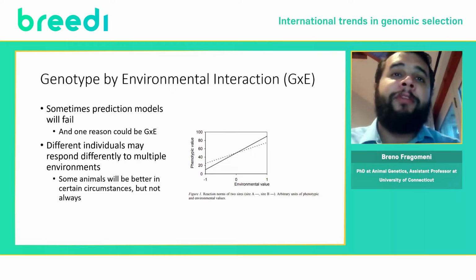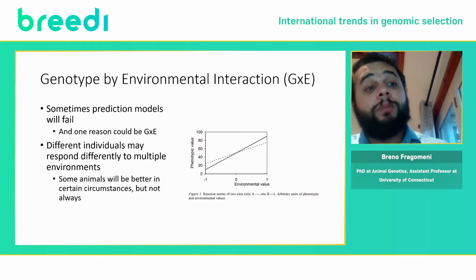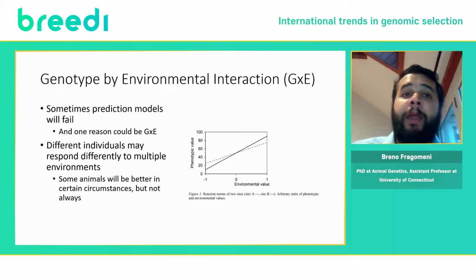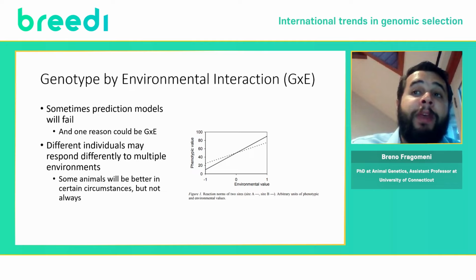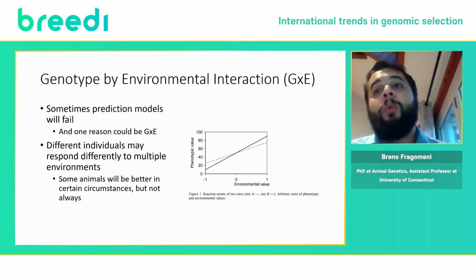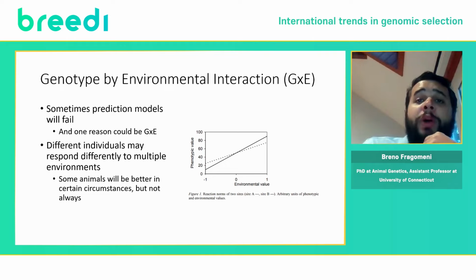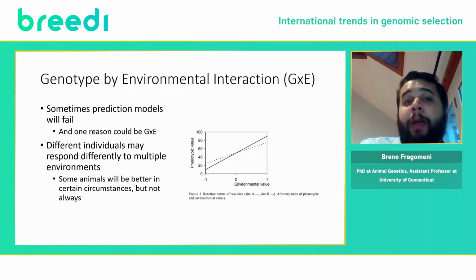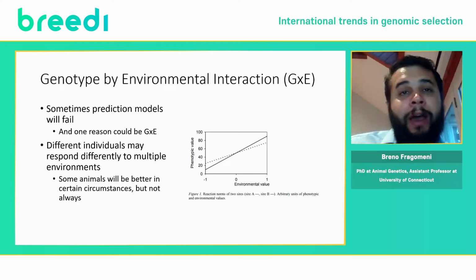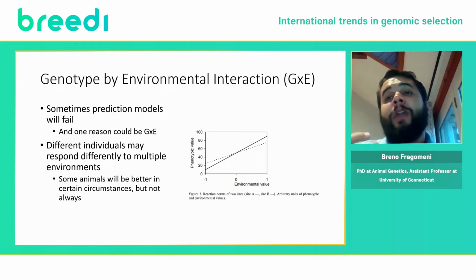So what about genotype by environmental interaction? Well, sometimes we have a good evaluation, but the results are not so good. Our prediction models basically fail. We select the best bull. We see in the field that the results are not what we expect. One reason for that could be genotype by environmental interaction. So different animals may respond differently in multiple environments. The best animal for a given place, country, region, is not necessarily going to be the best animal for another region.